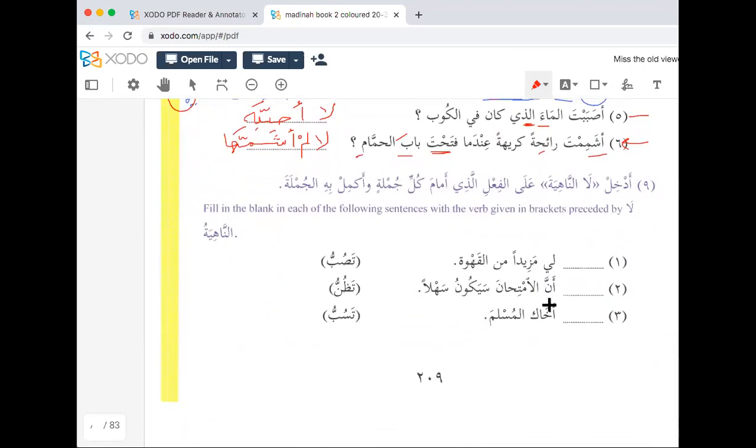Number 9, exercise 9 is using la and nahiya with this fi'l. Okay, so you're going to say, let's do the first one as an example. Or can someone do the first one for me as an example? Or should I do it for you?